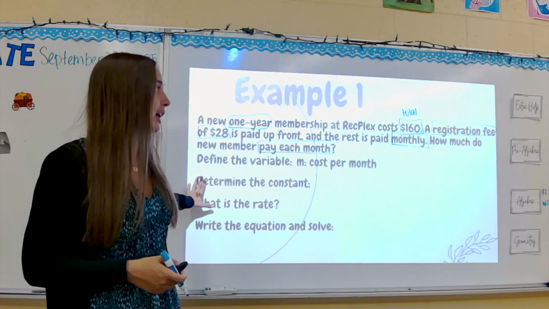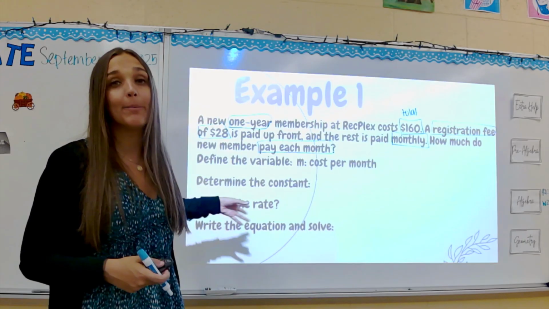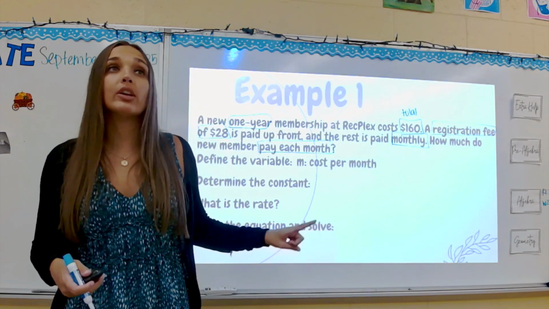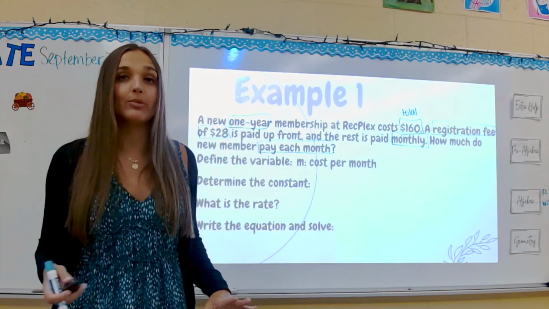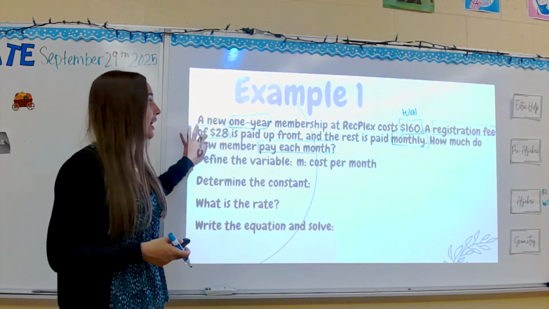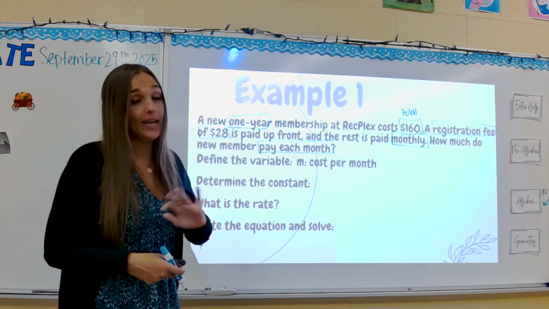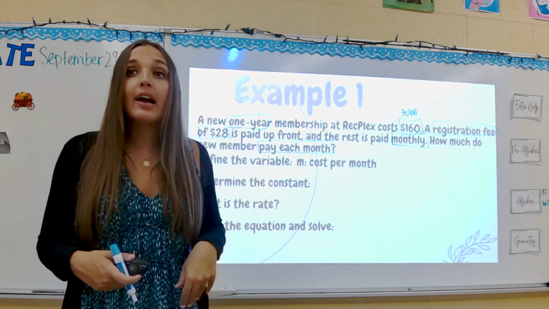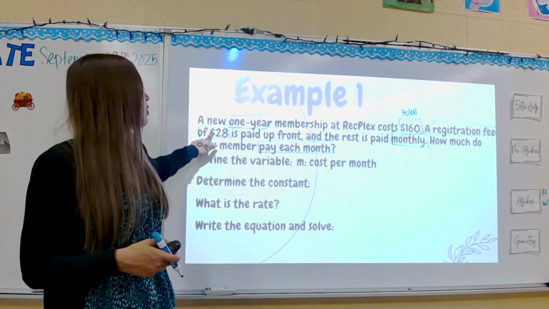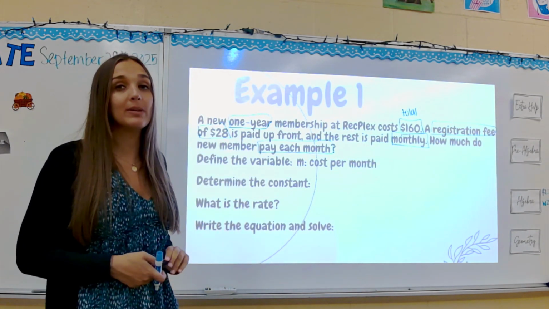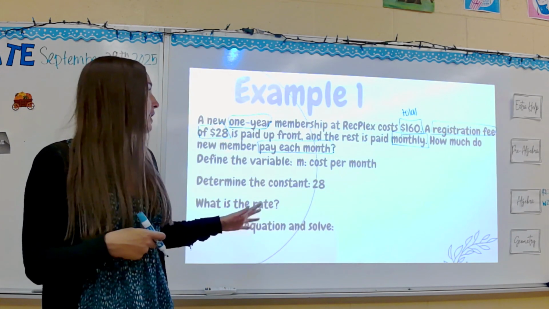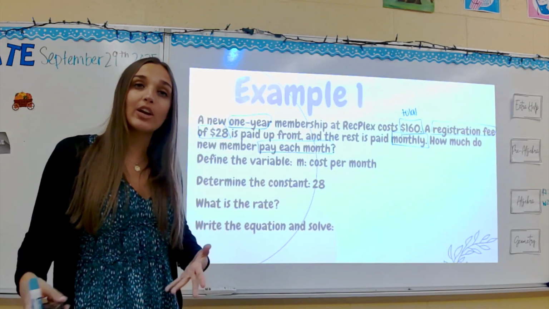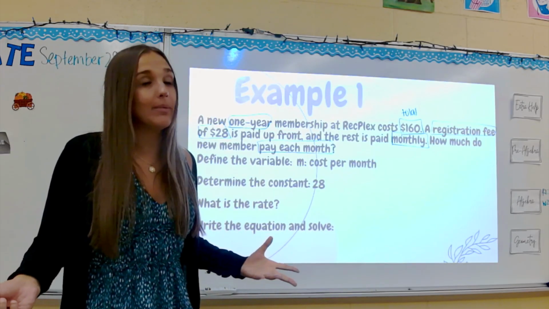Then I want to determine the constant. What is the number that I'm paying for once, or it's only occurring once, or my starting amount? That's going to be $28, a registration fee. Now I could go to the gym 0 months, so I could just sign up and I have to pay the $28. So my constant is going to be $28. It's not reliant on how many months I go. I just pay it no matter how many months.